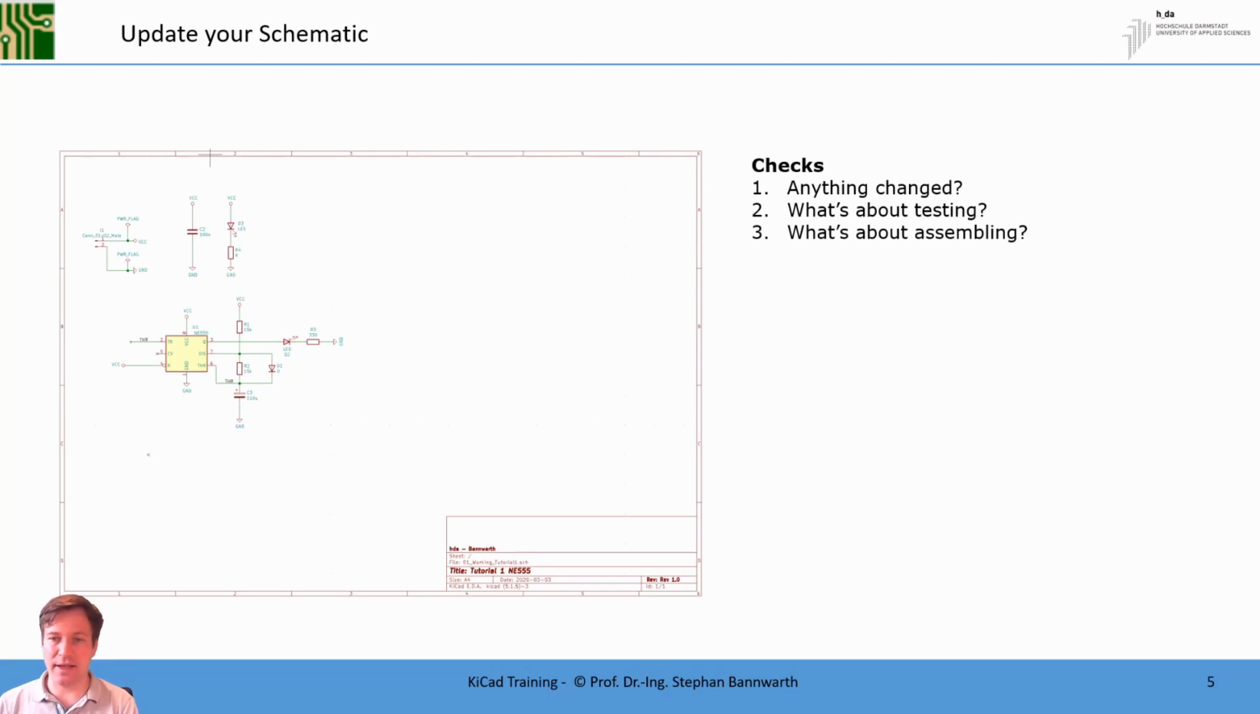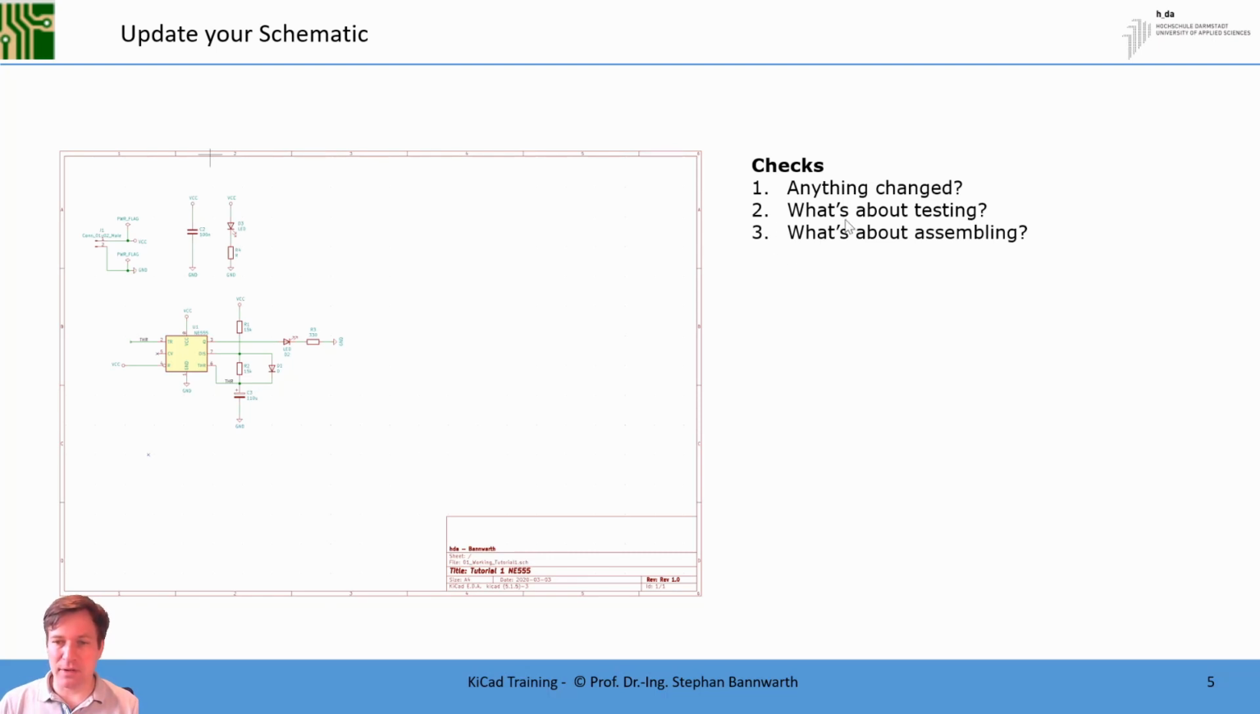So that's why I say the checks you have to perform on your own or with a colleague or a team member before you start the layout are at least question yourself, has anything changed? Check number 1. So this means, for example, you decided to change from through-hole technology to SMD technology for some parts. That's something you discuss with your team members.